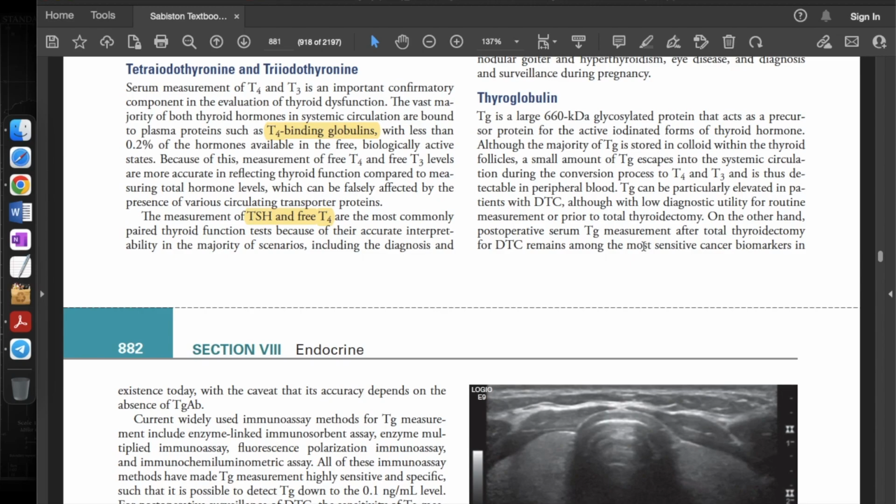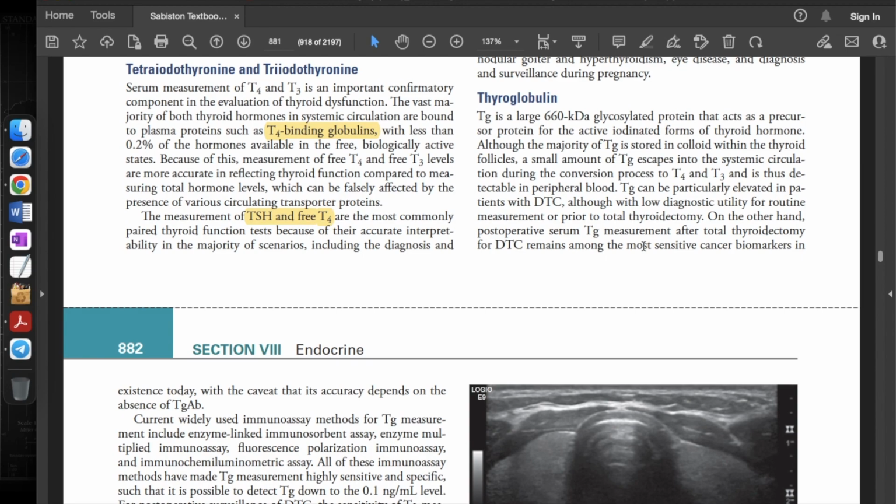Moving on to the thyroglobulin. Thyroglobulin is a large 660 kilodalton glycosylated protein that acts as a precursor protein for the active iodinated forms of thyroid hormone. Although the majority of thyroglobulin is stored in colloid within the thyroid follicles, a small amount of thyroglobulin escapes into the systemic circulation during the conversion process of T4 and T3 and is thus detectable in peripheral blood.